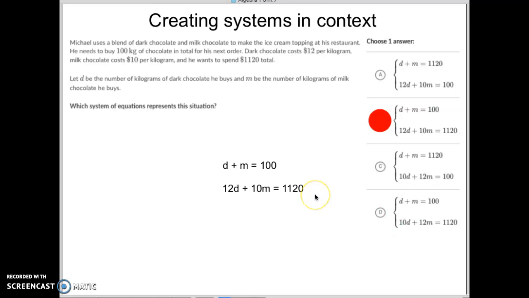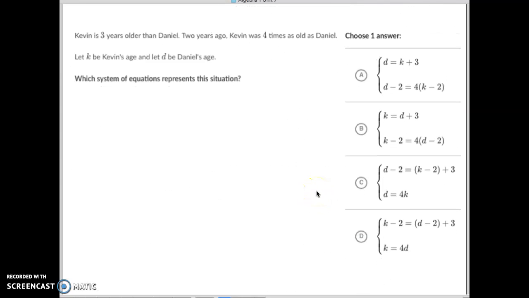Let's try one more here, okay? So on this one, Kevin is 3 years older than Dan. So first of all, I want you to understand the word "is" means equals. So Kevin is. That's how it starts out. Kevin is. So first of all, we need a K equals.